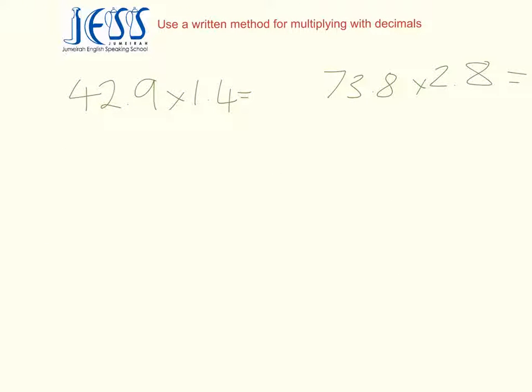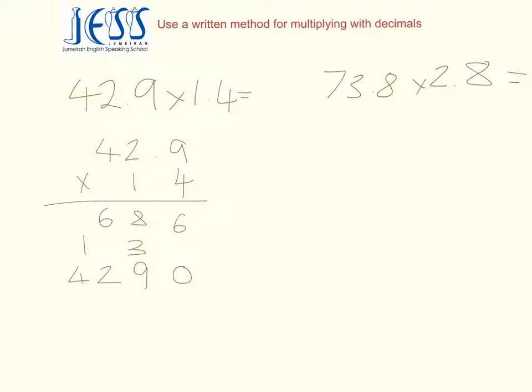Okay, so when we're looking at decimals, it's exactly the same. So the top one here, 42.9 times 1.4. It's exactly the same, almost could ignore the decimals for the time being. So 4 times 9 is 36. 4 times 2 is 8. 4 times 4 is 16. Okay, placeholder, because I'm going to the next one along. 1 times 9 is 9. 1 times 2 is 2. 1 times 4 is 4.